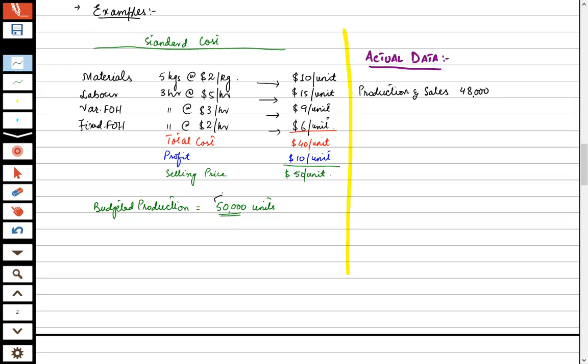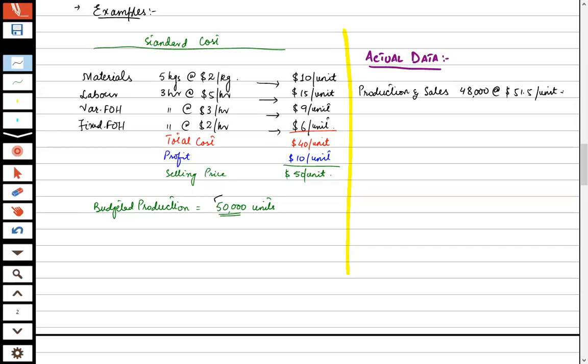So in this case, apparently we can analyze that we are below the standard of budgeted production, or there might be less efficiency. But now we will compare this production with the standard data with respect to that production, not the budgeted production. We will see how it will work. Obviously, production and sales are 48,000 units at $51.5 per unit.